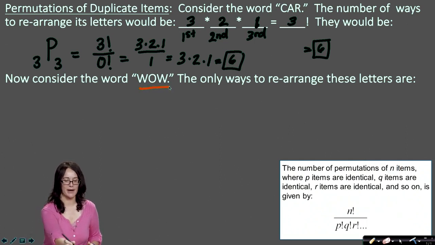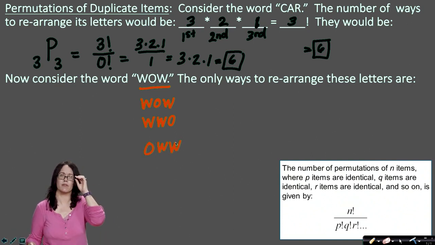So let's do wow for right now, okay? If I wanted to rearrange those, I could do W, I already have W-O-W, that's one way, right? But I could do W-W-O. What else could I do? Well, I could move the O, couldn't I? Yeah, put it in front, O-W-W. Well, can you think of any other ways I could rearrange those letters?